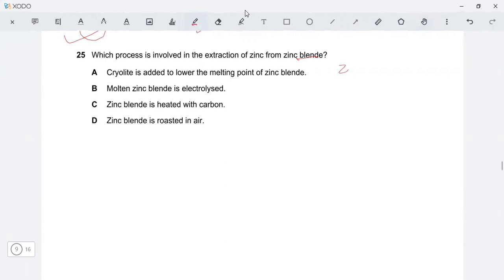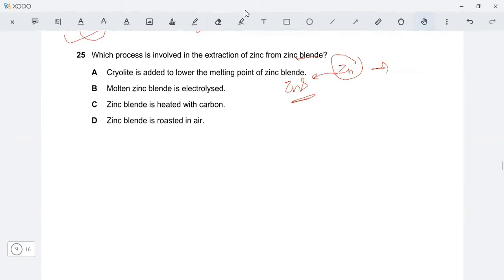Okay, you have to extract zinc metal from where? From ZnS, zinc blende. So you can suggest: A, cryolite is added to lower the melting point of zinc blende. B, molten zinc blende is electrolyzed. C, zinc blende is heated with carbon. D, zinc blende is roasted in air.